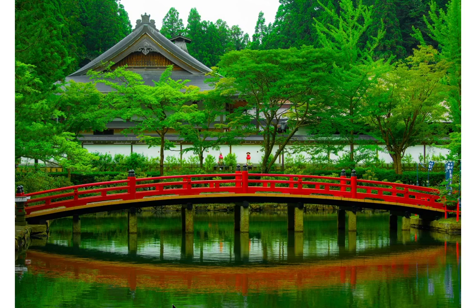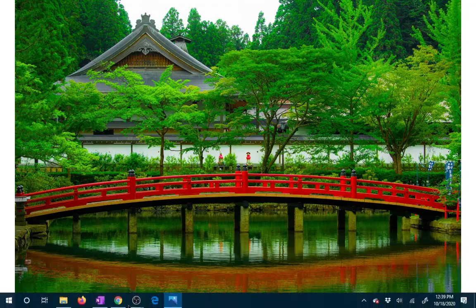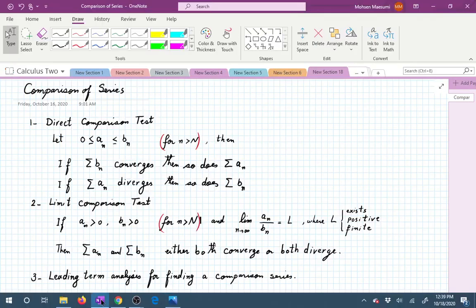Hi, welcome to another lecture on Calculus 2. Today we are going to talk about comparison of series. This is going to be a method of finding out convergence or divergence of a series based on the same information from another series. Let's go ahead and take a look at the list of topics for today.